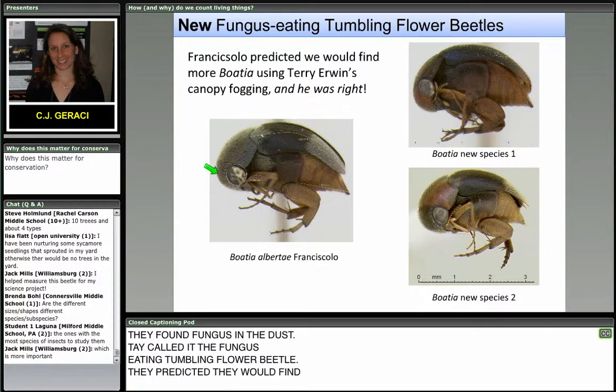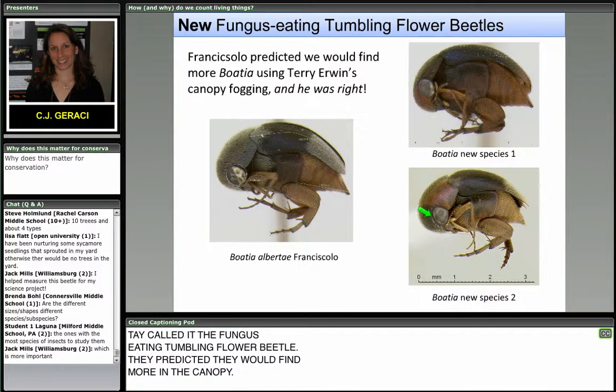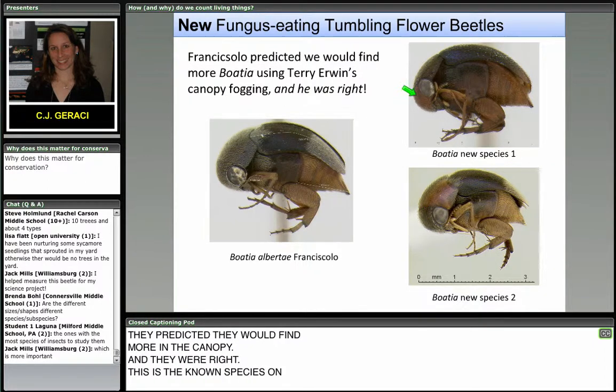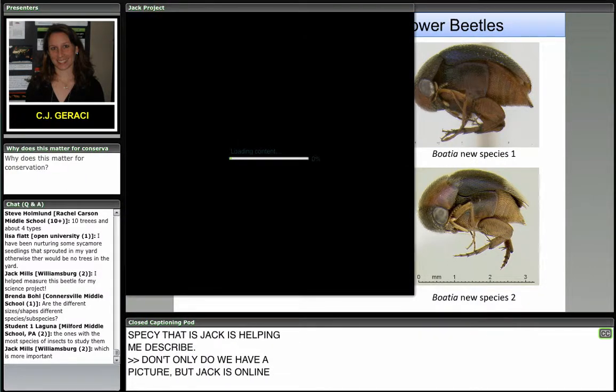So this is the known species on the left, and these are 2 of our new species that we're describing. And this is the species that Jack's helping me describe. And so you got a picture of him. CJ, not only do you have a picture, but Jack is online with us today. Oh, hi, Jack. And in fact, he pointed out this was indeed the beetle he helped measure for his science project. There he is. And so we had a great time.